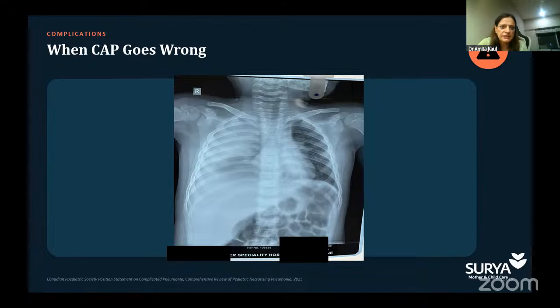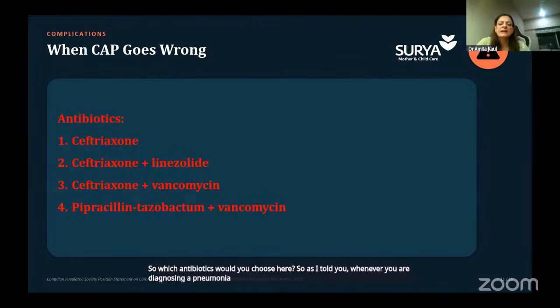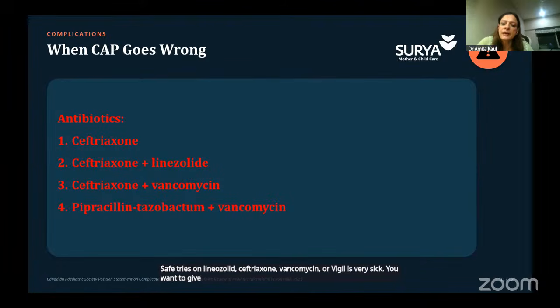So nobody's answering. So, which antibiotics would you choose here? So, as I told you, whenever you are diagnosing a pneumonia, you should always think which is the bug which is causing this. So, antibiotics are going to be according to the bug you're suspecting. So, the choice is ceftriaxone, linezolid, ceftriaxone, vancomycin, or the child is very sick, you want to give piperacillin, tazobactam, plus vancomycin.